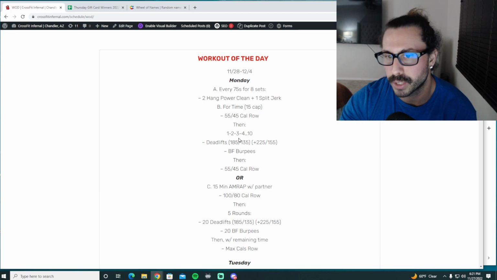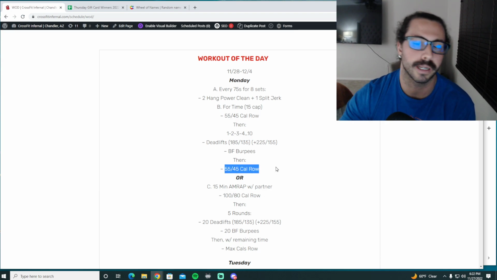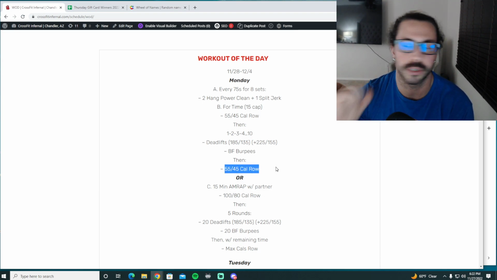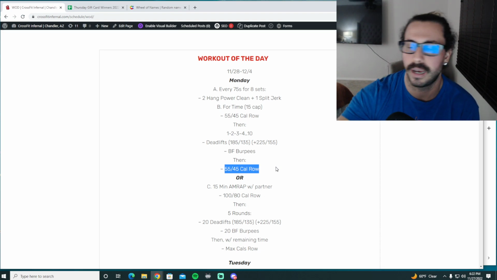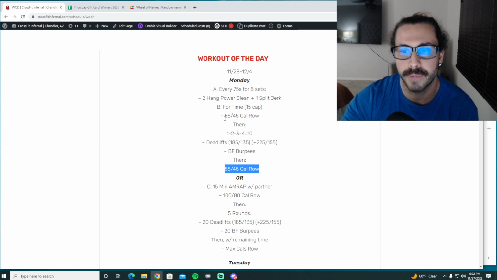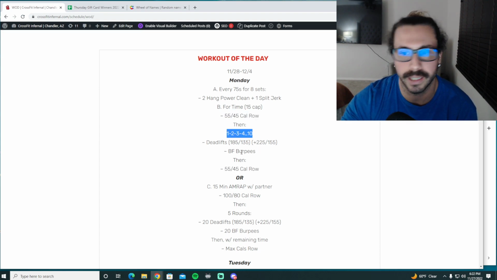That way it gives us ample time to get through this. And then when we finally get back to the rower, we're either going to have time to finish it, or we're just going to sprint out as many calories as we can, and get a really, really good fatigued row stimulus. So 3.5 minutes or less, and then 1 to 10 of deadlifts and bar facing burpees.